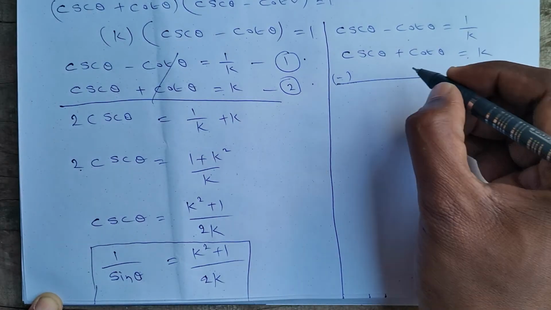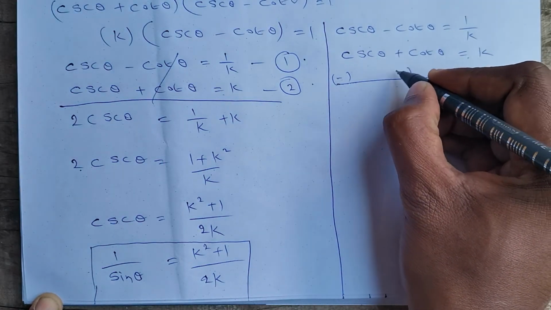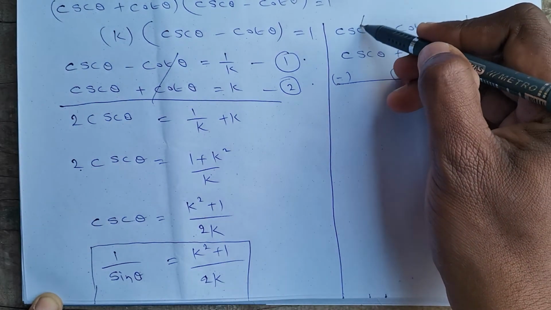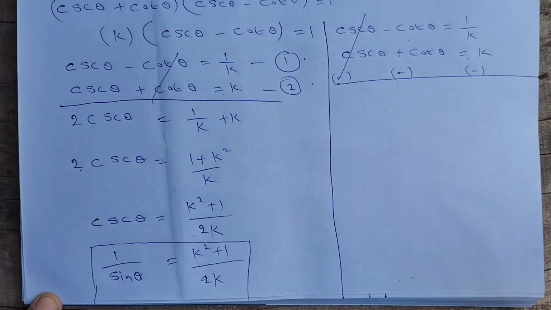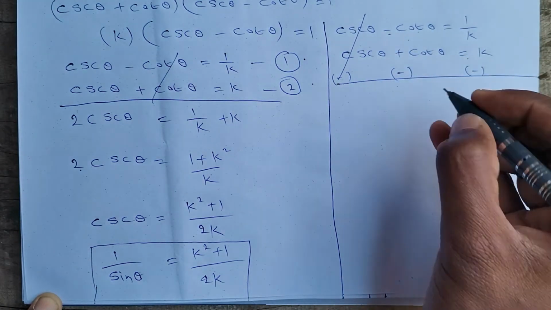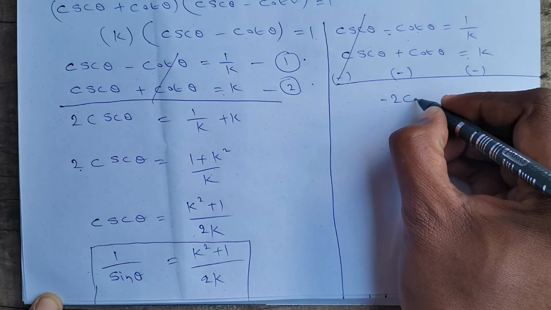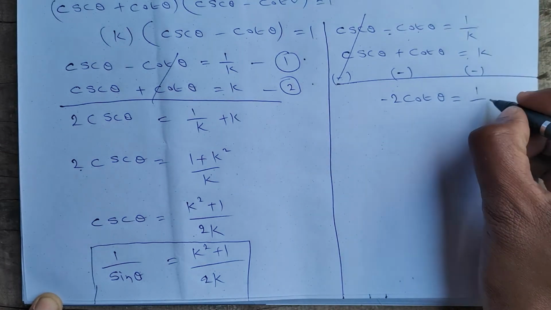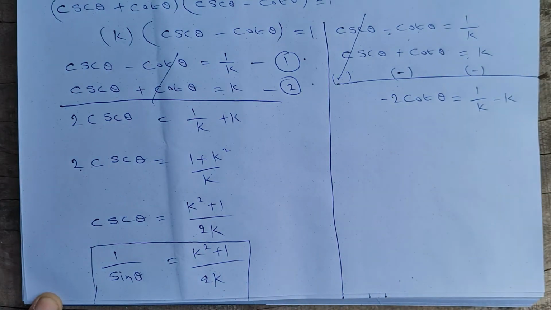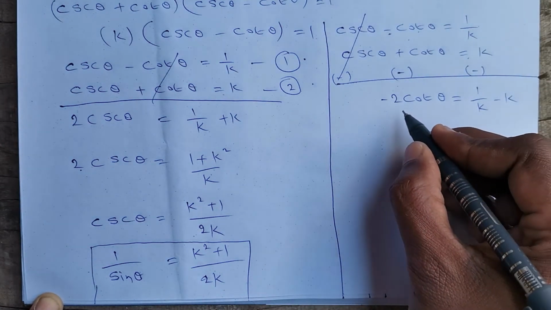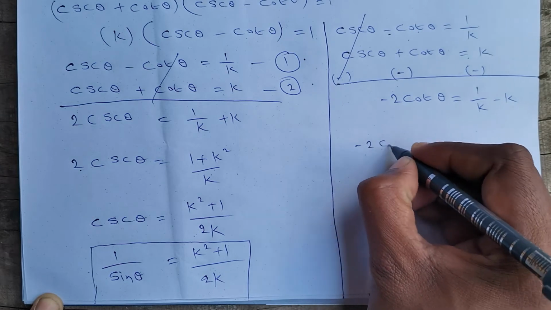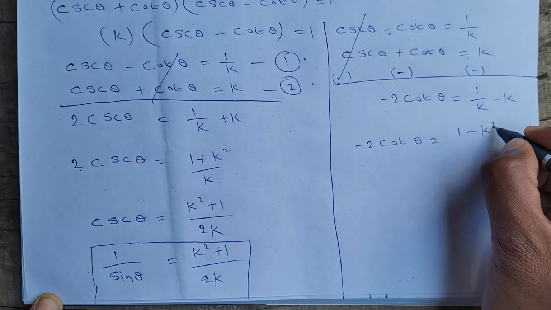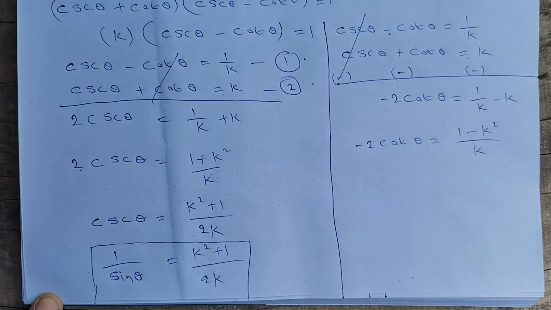Then this plus cot theta is going to be minus cot theta, and here plus k will become minus k. So plus cosecant theta minus cosecant theta both will get cancelled. Minus cot theta minus 2 times cot theta is equals to 1 by k minus k. Now minus 2 cot theta is equals to 1 minus k into k square divided by k.